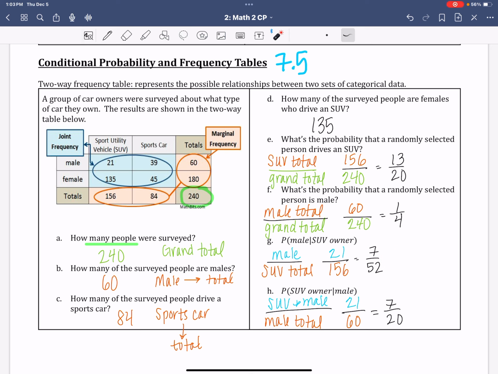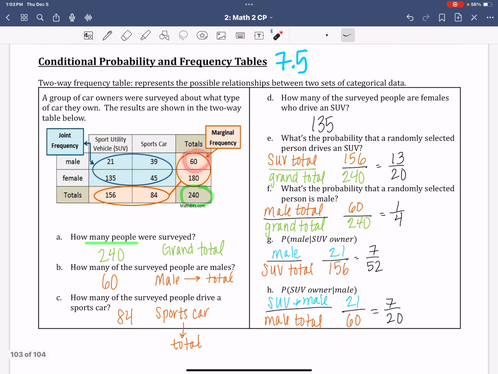So now let's do an SUV owner, given that it's male. You're going to have SUV and male is 21 over 60. So you're looking at this one and this one, and then that is going to be 7 over 20. So it's a subtle difference, but make sure you're paying attention to the order because that does matter. This one is going in the bottom, and this is saying it's given both.